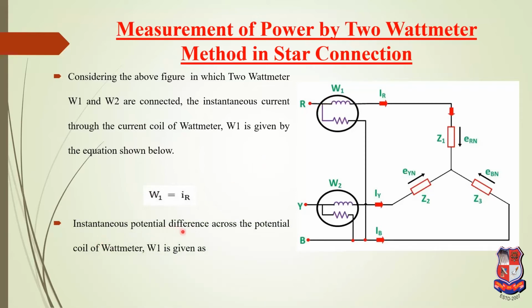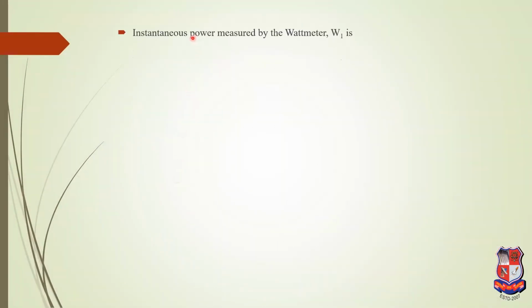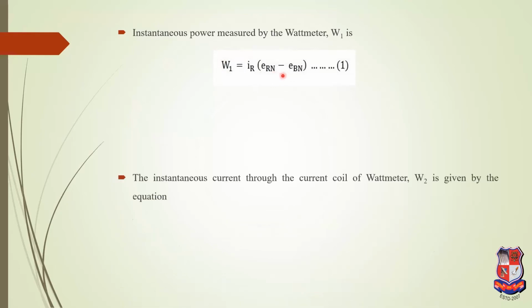Now the instantaneous potential difference across the potential coil of the wattmeter. W1 is connected between the R phase and the B phase. Therefore the voltage across W1 is equal to ERN minus EBN. Instantaneous power measured by the wattmeter: power is equal to voltage into current, V into I. Therefore for the first wattmeter W1 connected to the R phase, the current is IR and the potential can be given as ERN minus EBN.